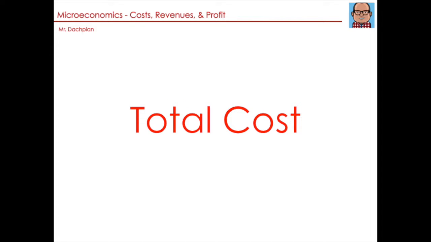Total cost is the sum of the fixed costs and the variable costs of production. This includes all costs such as salaries, rent, material costs, business permits, etc. In economics, the total cost should also include all opportunity costs.